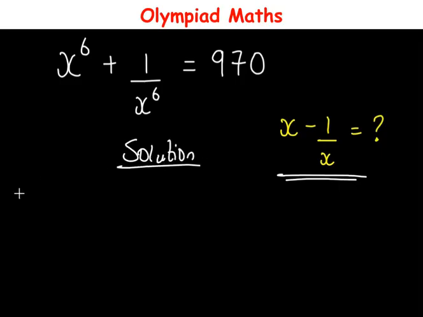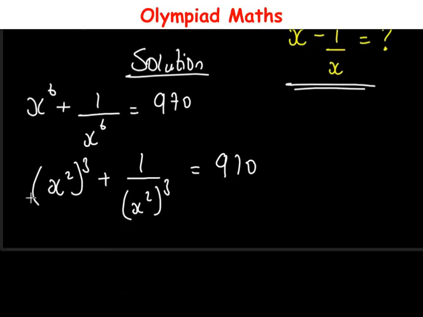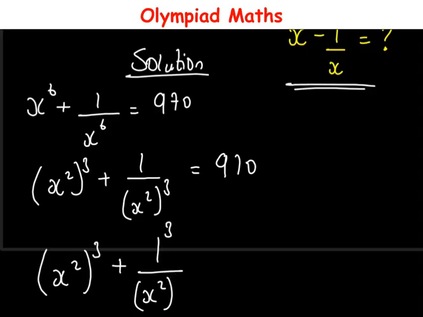solution. So we have x raised to the power 6 plus 1 over x raised to the power 6 equals 970. First, we can express x raised to the power 6 as (x squared) all raised to the power 3 plus 1 over, this can be written as (x squared) all raised to the power 3 is equal to 970. So from here, we have in bracket (x squared) all raised to the power 3 plus 1 can be written as 1 raised to the power 3 divided by (x squared) all raised to the power 3.